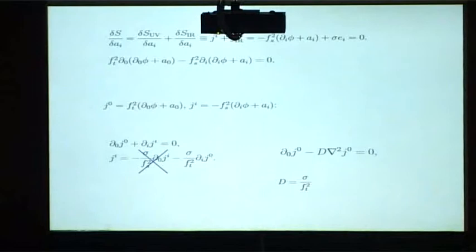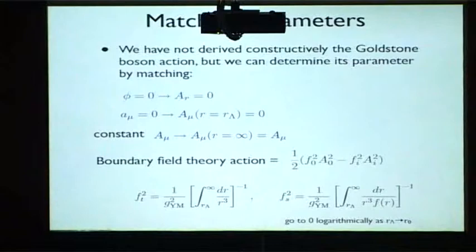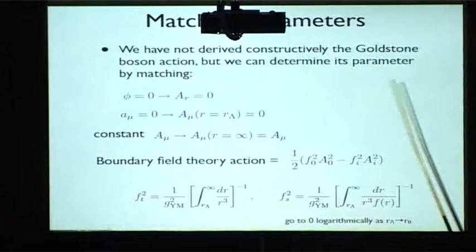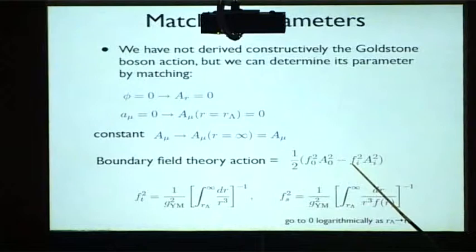So instead of jumping right away from the holographic theory to the diffusion equations, as we would do in the fluid gravity correspondence approach, here we have an intermediate step. And the intermediate step is the theory involving a Goldstone boson coupled to an infrared sector. Okay, so we have not derived constructively the Goldstone boson action, but we can determine its parameters by some matching calculation, and the matching calculation will tell us the values of F_0 and F_i, the coupling constants of the pion. I will not go through the calculation right now, but this coupling constant depends just on the metric and on the Yang-Mills coupling.